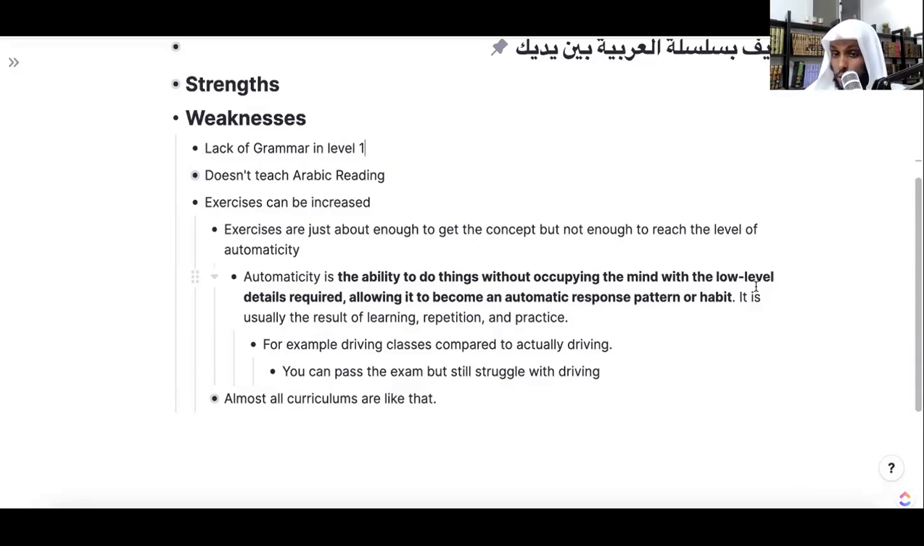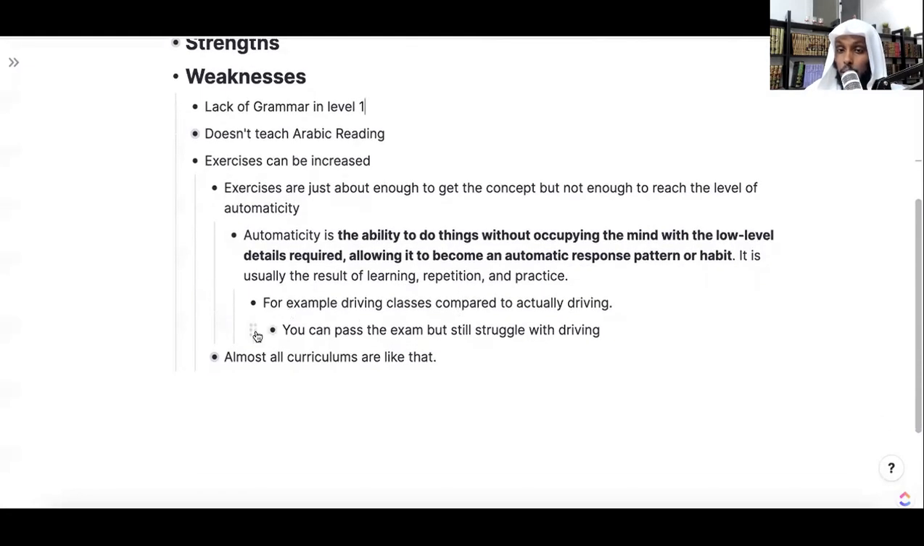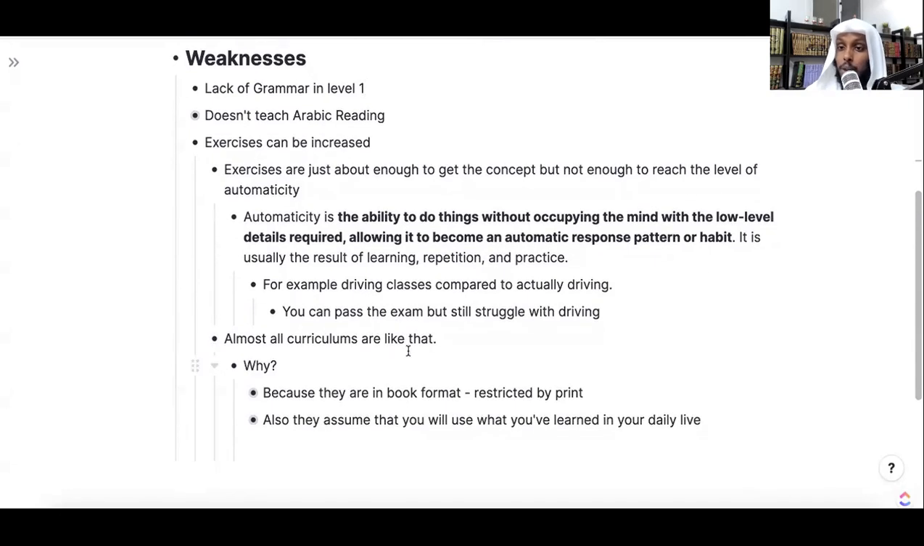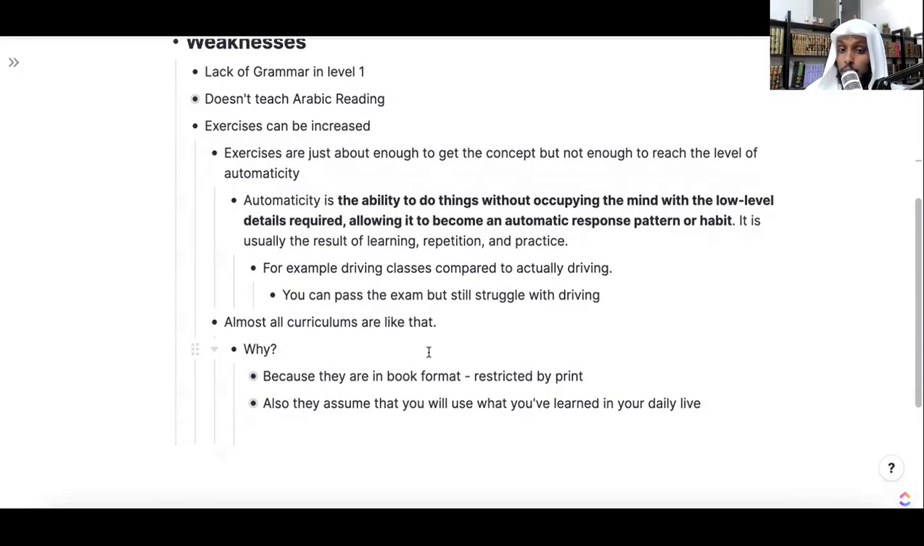These curriculums will give you up to a level whereby you grasp the concept, but they won't make you reach a level of automaticity. That is upon you to practice, to immerse yourself in the language. And we hopefully are going to help you with that by adding a lot of extra exercises that are very specific to a particular skill.